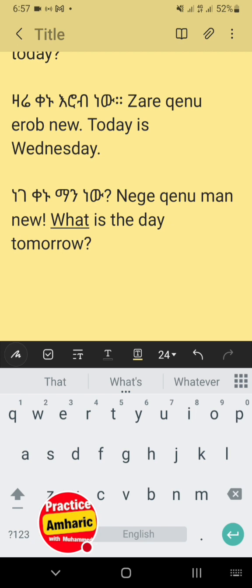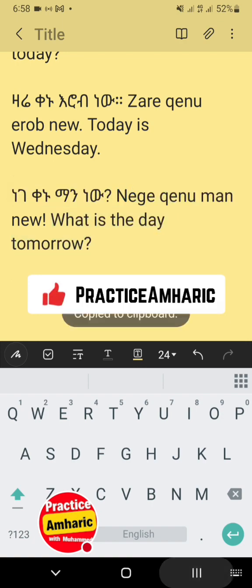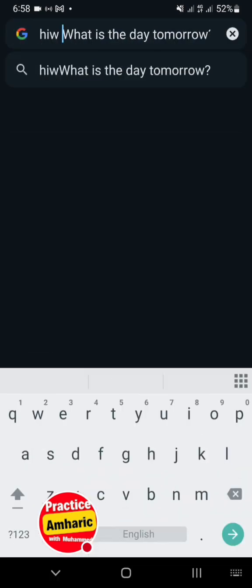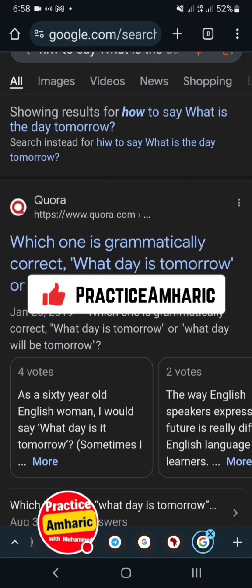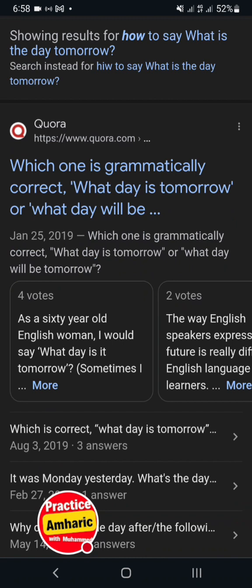ቀጣዩ ቀን is not specified. So what is the day? What will be tomorrow? What is the day will be tomorrow? I don't know how to say that. Let me Google it. Which one is correct? What day is tomorrow, or what day will be tomorrow? Which one is grammatically correct?